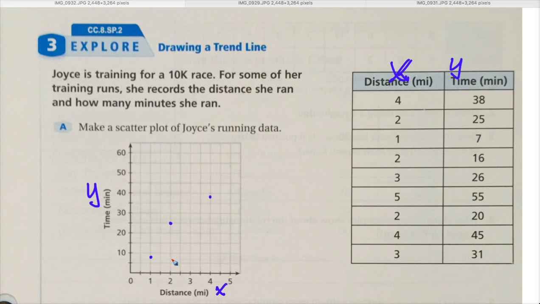So the next one was 2 miles in 16 minutes. 3 miles, 26 minutes. 5 miles, 55 minutes. 2 miles, 20 minutes. 4 miles, 45 minutes. And 3 miles, 31 minutes. Okay.